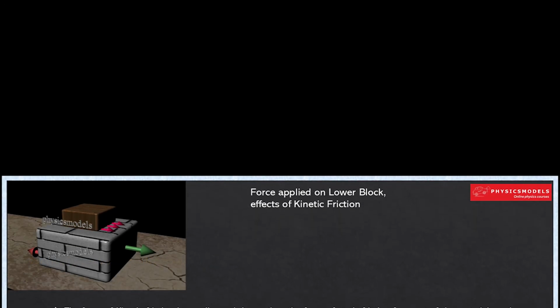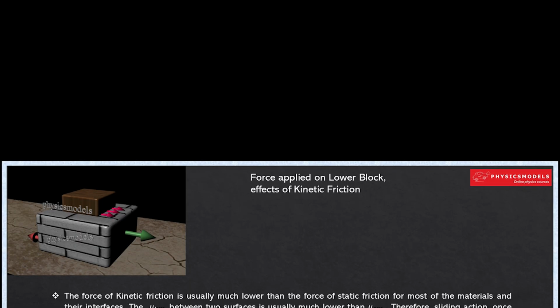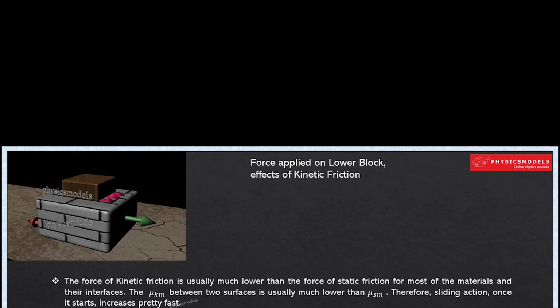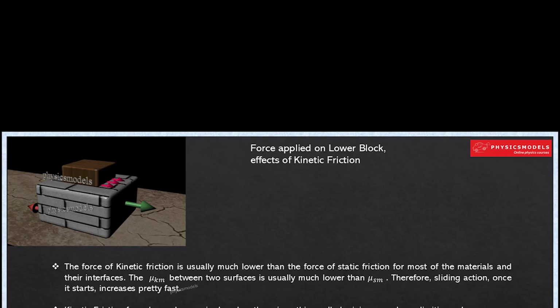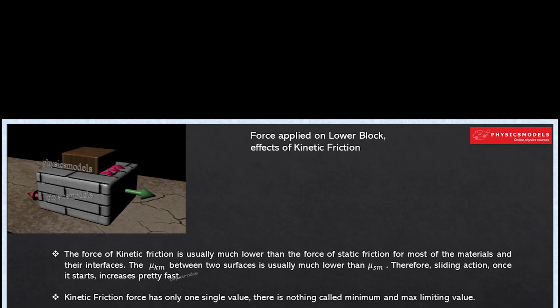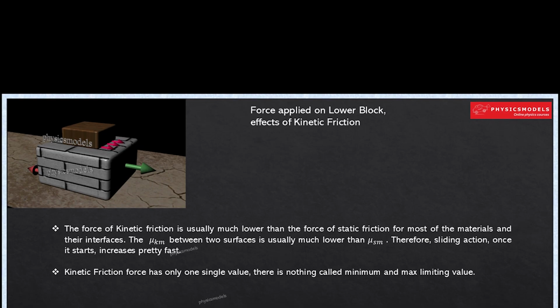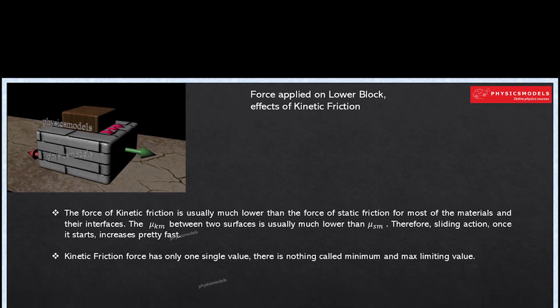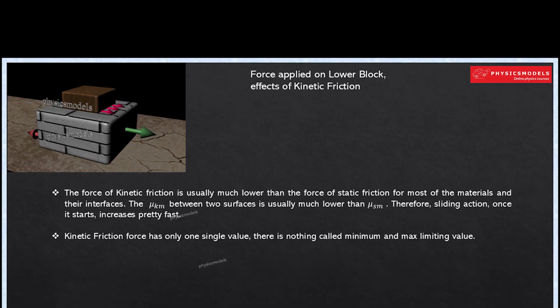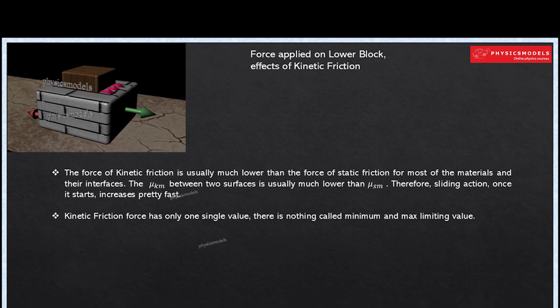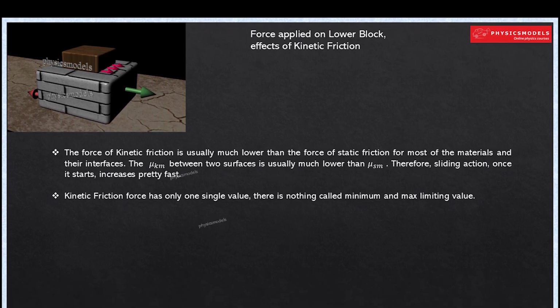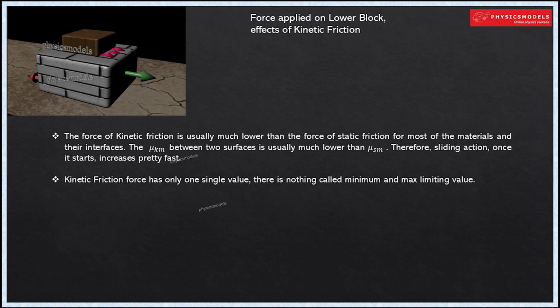It's important to understand the effects of kinetic friction. The kinetic friction force is usually much lower than the static friction force. That's because the coefficient of kinetic friction is usually much lower than the coefficient of static friction. For us, that means that once a block starts sliding, it will slide really fast.